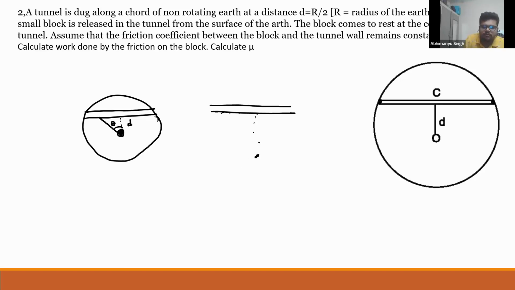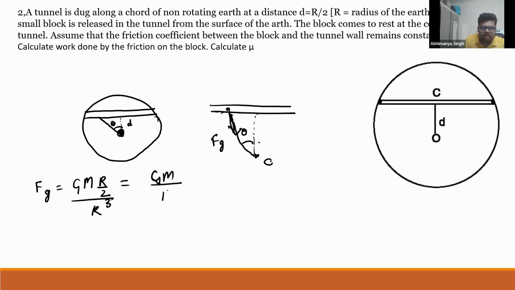This is the center C. Okay, this is the block. So at an angle theta, this is the radius. So this is Fg. So what is the value of Fg at this point? It is G mass of Earth into R by 2 by R cube. What comes out to be? GM R square by 2. This is the value of Fg.